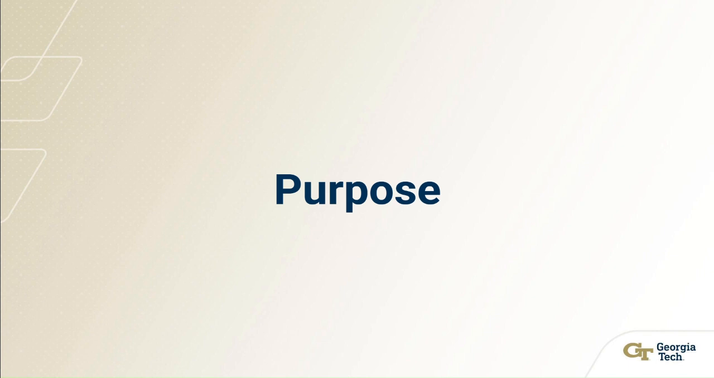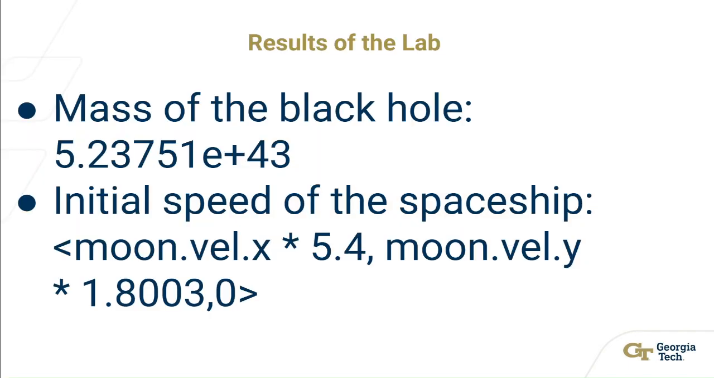The main physics principles we use in this lab are Newton's second law, the momentum principle, and Newton's universal law of gravitation. Here is the main outcome of the experiment. I determined that the mass of the black hole was 5.2 times 10 to the 43rd power and manipulated the initial velocity of the ship so it would properly orbit both the moon and the planet. The x value was the moon's x velocity times 5.4, and the y value was the moon's y velocity times 1.8.